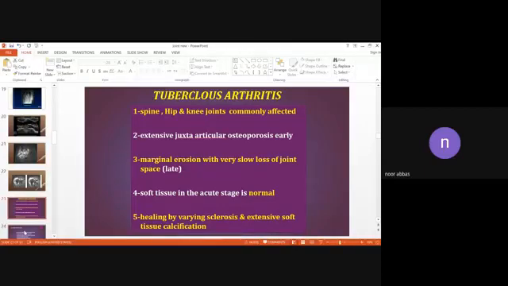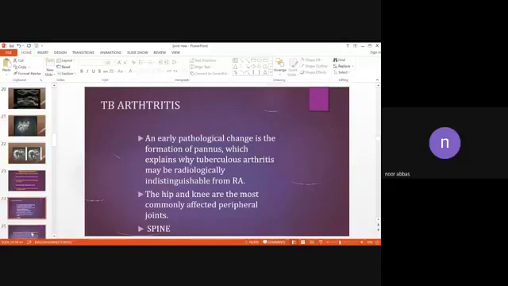Tuberculosis arthritis is also a form of infective arthritis, typically more slowly presenting than patients with septic arthritis. It tends to involve the spine, hip, knee joints. It is characterized by extensive juxta-articular osteoporosis, followed by erosions, and then will progress to loss of joint space. Septic arthritis is characterized by extensive inflammatory changes in the surrounding soft tissues, while in tuberculous arthritis, the soft tissue changes in the acute stage is typically normal. Healing will be by varying sclerosis and extensive soft tissue calcification, one of the features of tuberculous arthritis.